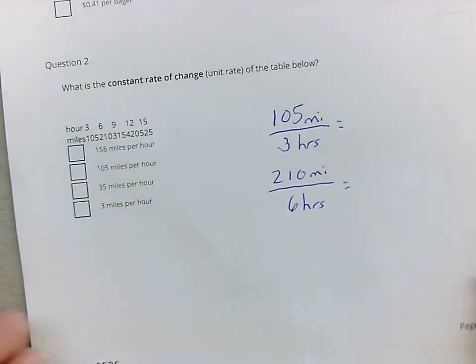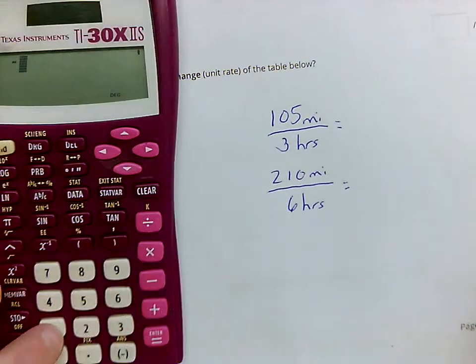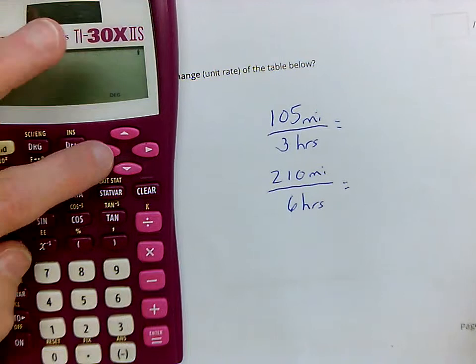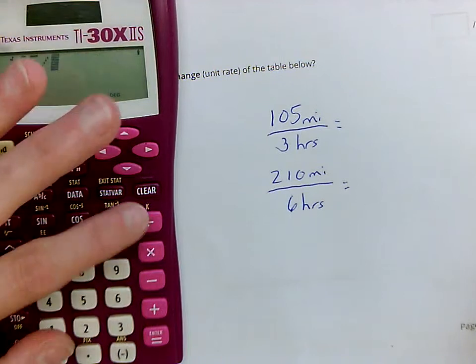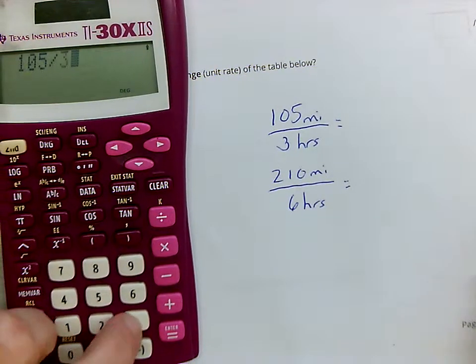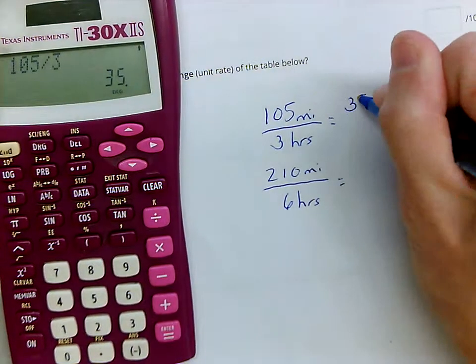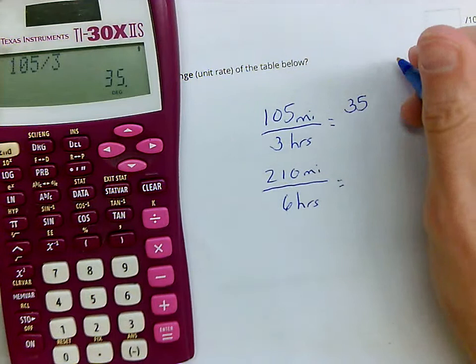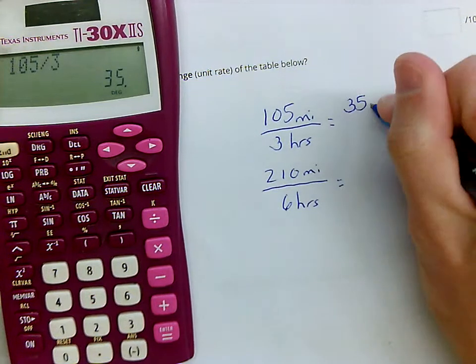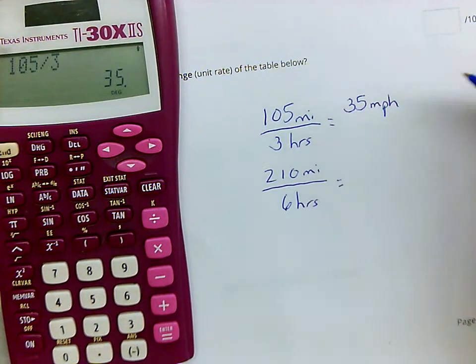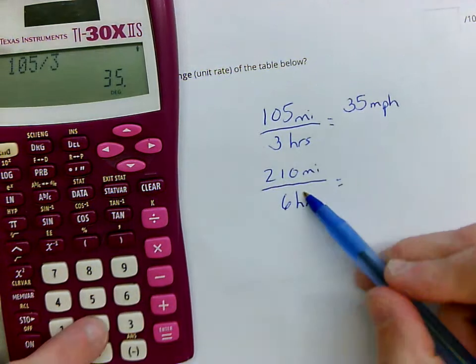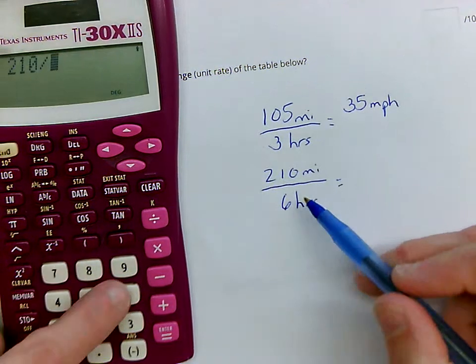Okay, so let's divide these out. So 105 divided by 3. So here, finding that constant rate of change, that pattern going through the table, you should see 35 miles per hour. Now here, 210 divided by 6.